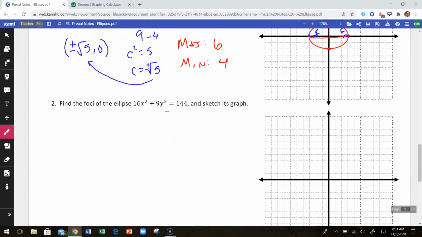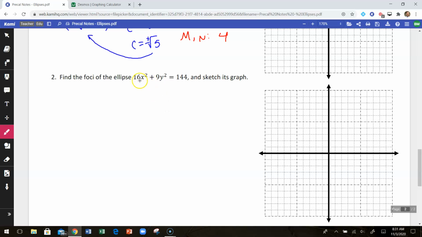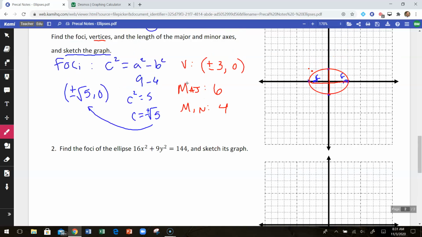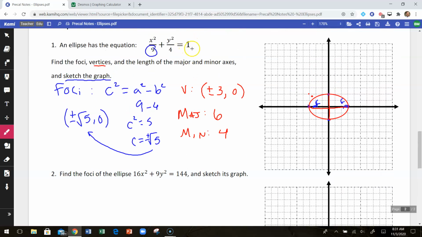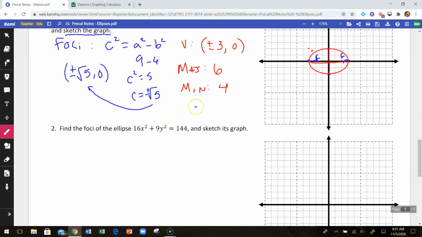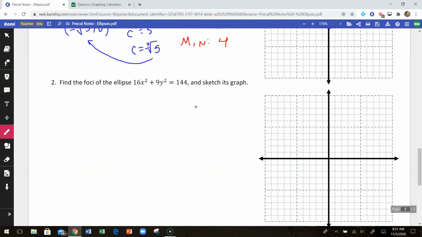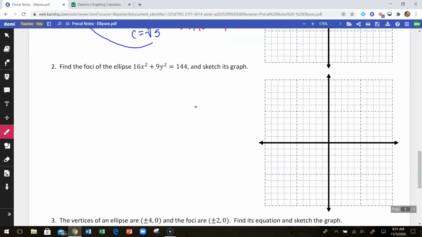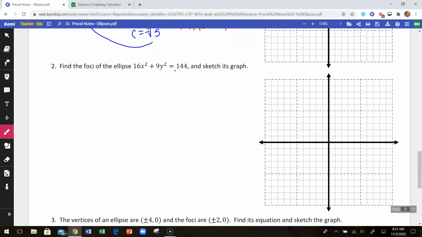Okay, next equation looks a little bit different, right? I don't have denominators going on. So what I want to do is I always want my equation to equal 1 on the right side. If I can get my equation equal to 1, then I can look at the denominators, and that tells me a lot about the equation. So what I'm going to do on number 2 here is divide everything by 144. And if I divide everything by 144, then I'm going to get 1 on the right side.